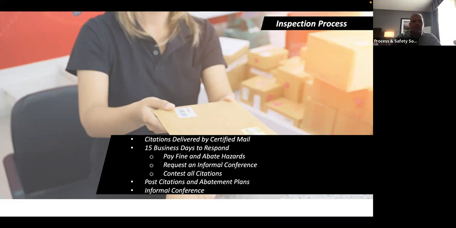You have three things that you can do: pay the fine and abate the hazard. So you always have to abate the hazard. Pay the fine, abate the hazard. You can request an informal conference, or you can contest the citations. You must always post the citations and abatement plans immediately. So as soon as you receive the citations, post those citations at or near where the citation or the hazard is, and the plans that you have to abate that.